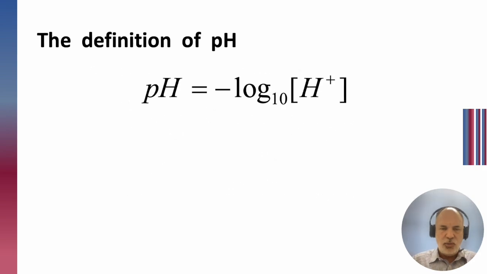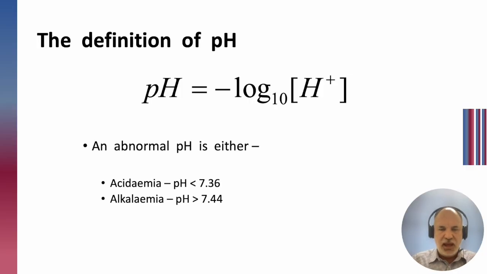So first of all, we'll look at the definition of pH. pH is by definition the negative log to the base 10 of the hydrogen ion concentration. And an abnormal pH is either defined as an acidemia, where pH is less than 7.36, or an alkalemia, where the pH is more than 7.44. So option A had pH as the log to base 10 of the hydrogen ion concentration and is incorrect because the negative sign was not included.